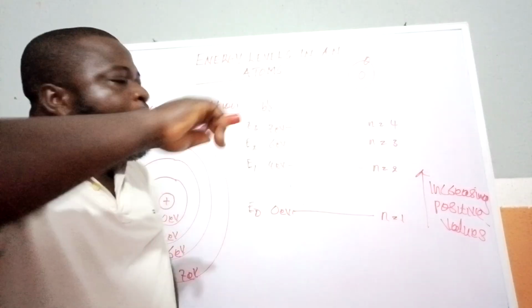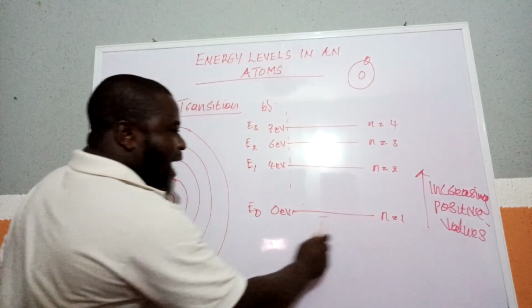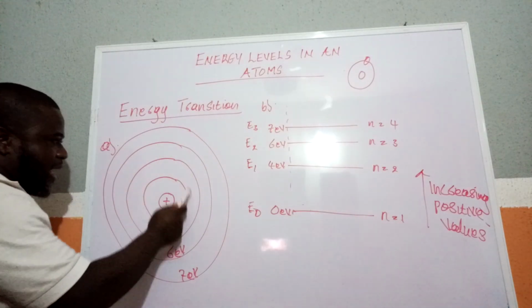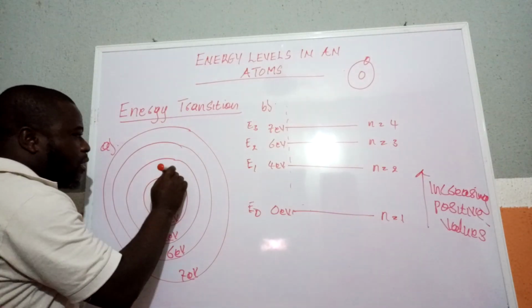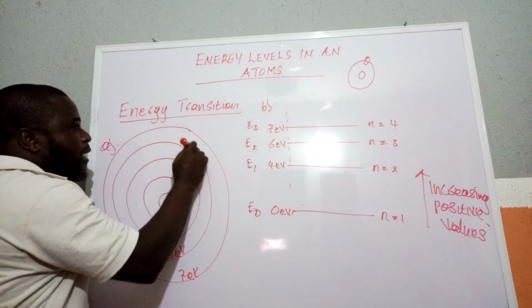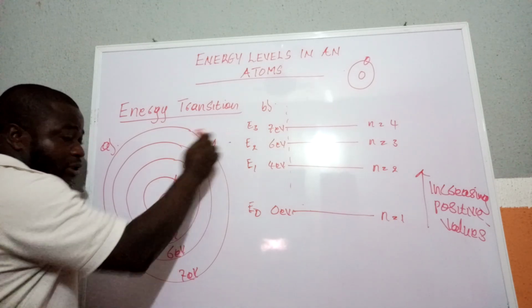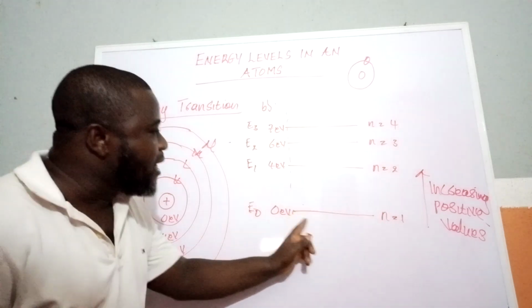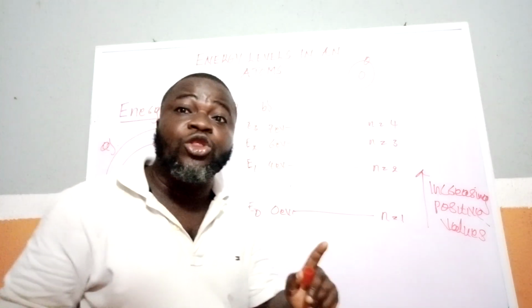Now you can see that this is the first energy level. That is what you normally call K, L, M, N. You can still remember that. Now, this N represents the quantum number. That is the energy level of that arrangement. That is what he's saying there. Quantum number.